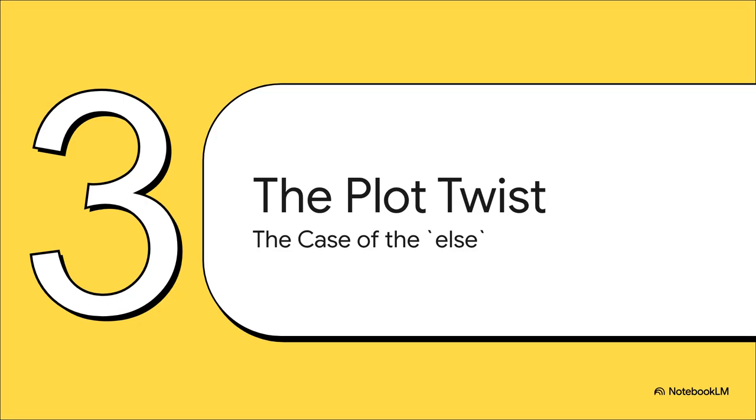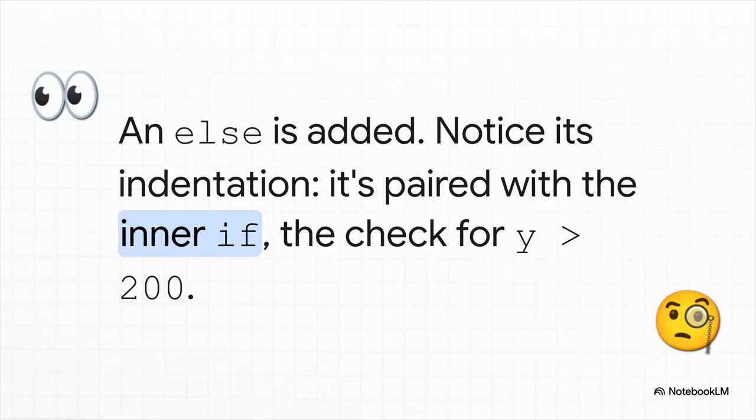Simple enough, right? But this is where things get really interesting. Let's throw in a little plot twist. We're going to add an else statement and watch how it completely changes the game. So now we've added an else. It gives our code another option. But the most important detail here, the thing you have to see, is its indentation. See how it lines up perfectly with the inner if? That means it belongs to the y check. This one little detail changes everything.